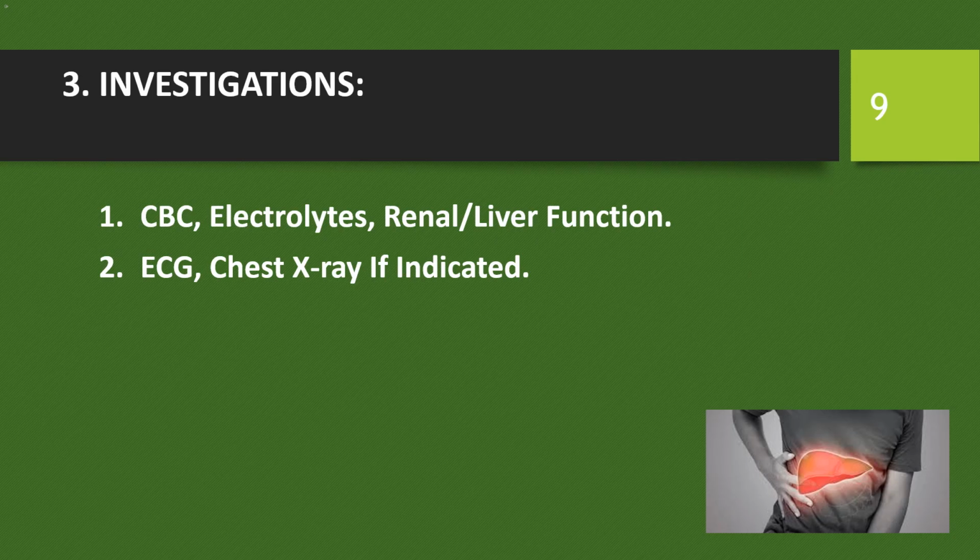3. Investigations. 1. CBC, electrolytes, renal and liver function. Laboratory tests help identify abnormalities that may impact anesthesia or surgery. 2. ECG, chest X-ray if indicated. Additional tests, such as ECG and chest X-ray, may be necessary based on the patient's medical history and physical examination.